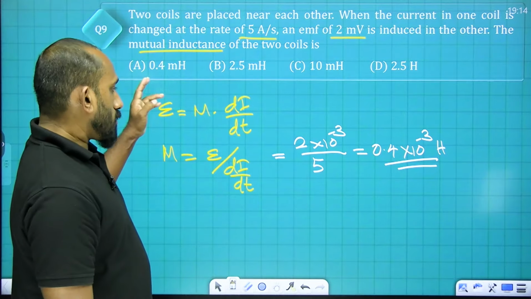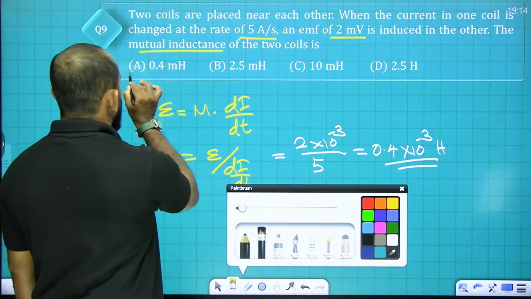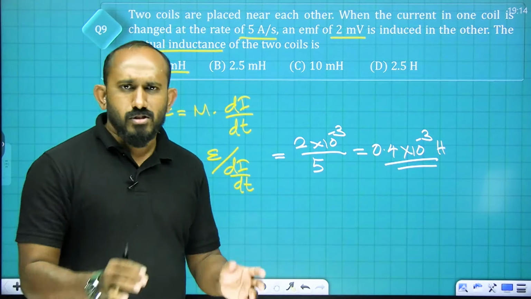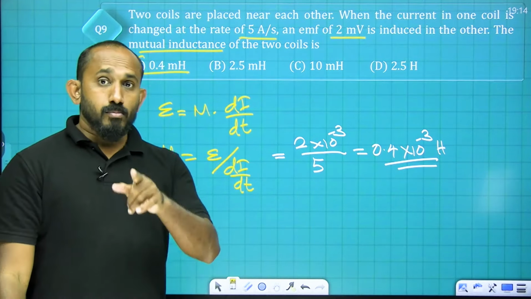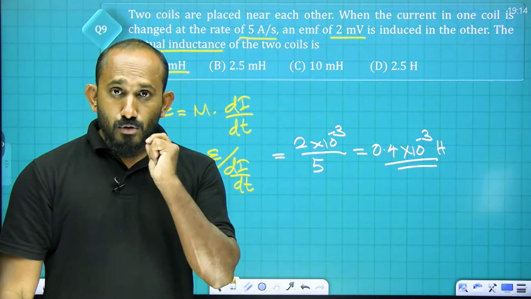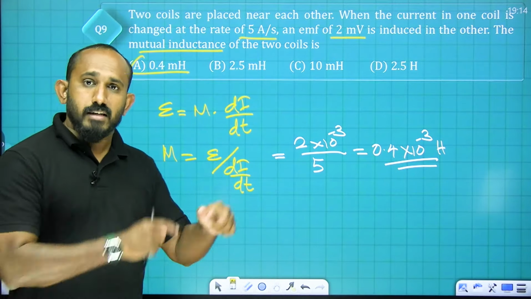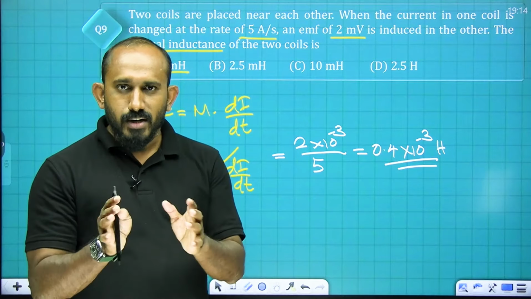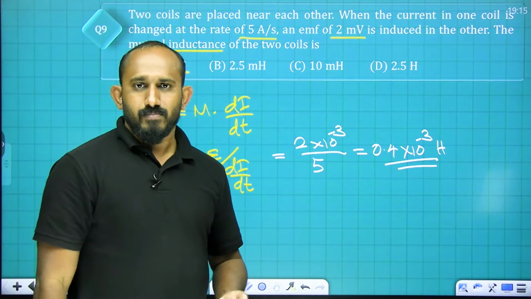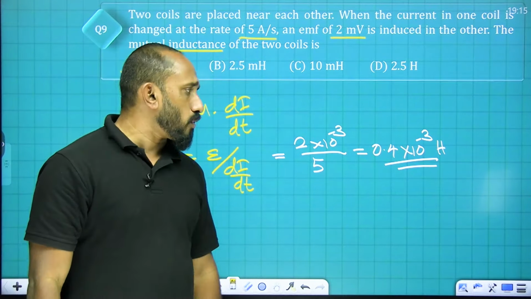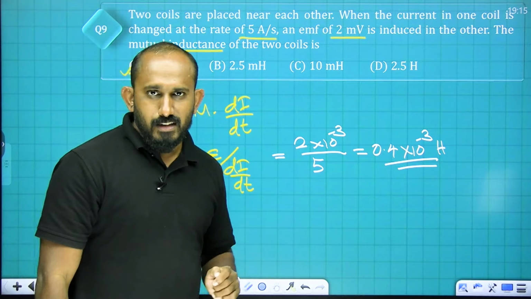Now check the options. Yes, 0.4 millihenry is there. So 10 to the minus 3 means milli only. So the option is A, 0.4 millihenry. Basic concept of mutual inductance only. M is equal to E by di by dt. You might remember the definition of mutual inductance: mutual inductance is the EMF induced in a coil due to unit rate of change of current in the nearby coil. With that concept you can get it. So M is equal to 0.4 into 10 to the minus 3 Henry, that is 0.4 millihenry, the correct answer. Let's go for the next.